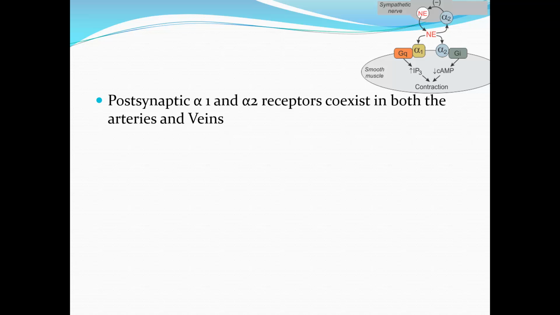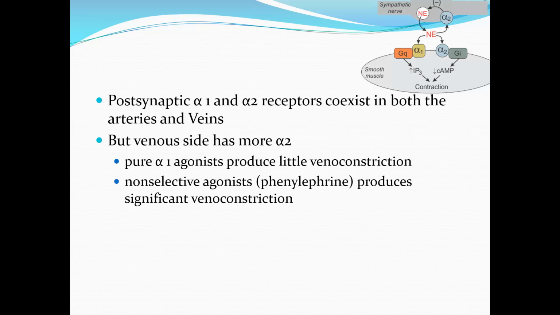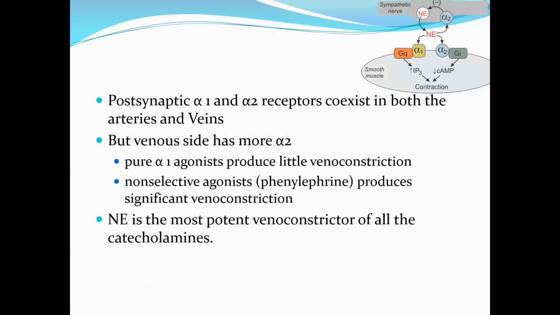Postsynaptic alpha 1 and alpha 2 receptors are present in both arteries and veins. But the veins have much more alpha 2 receptors. So if you give a pure alpha 1 agonist, you get very little venoconstriction. But when you use a non-selective alpha agonist like phenylephrine, you get significant venoconstriction from the activation of alpha 2 on the veins. And in fact, norepinephrine is the most potent venoconstrictor of all the catecholamines.